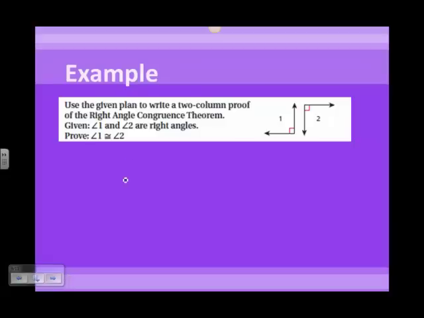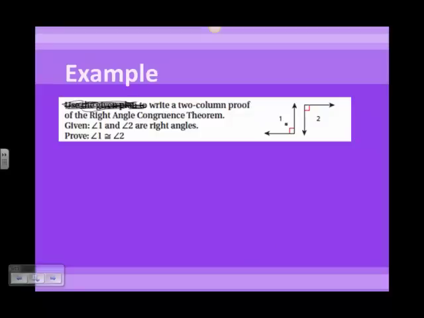Okay, so here's the right angle congruence theorem. It says use the given plan, but you weren't given a plan. I took the plan away because we are actually going to come up with our own plan to write a proof for this particular theorem, which just says if two angles are right angles, then they are congruent. So I'll verbalize what my plan is, and then we'll get to it.